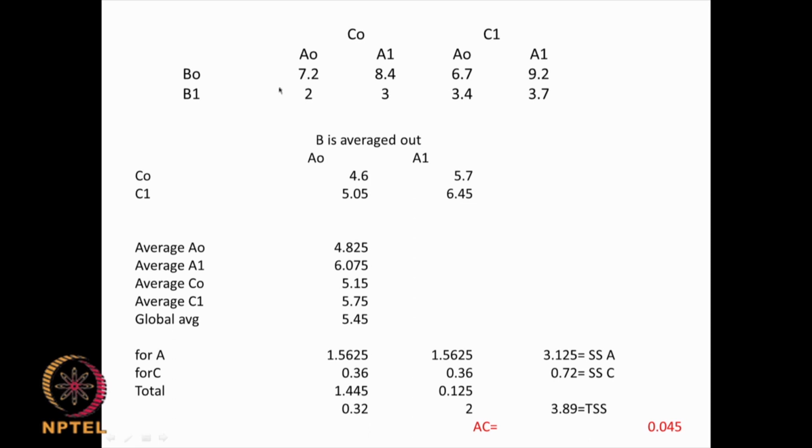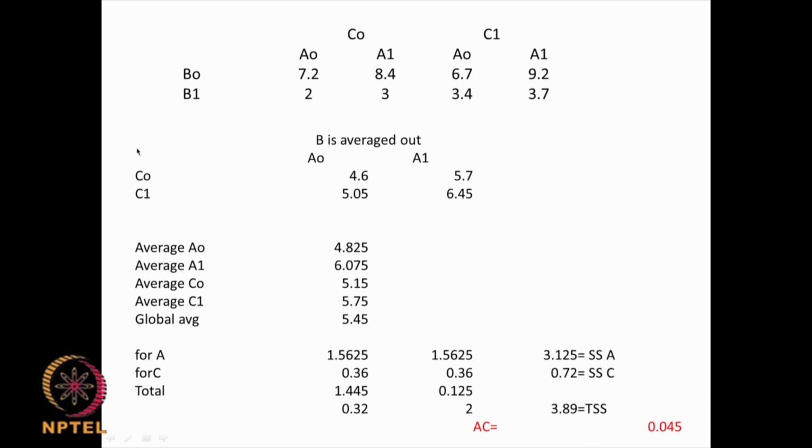Okay. Now, same thing we can do for the other 2 variables. Here we can take B as averaged out. So, what do we do? We will have A0, A1 in one column and C0, C1 in the other one. How do you do B averaging out? That will come out to be 7.2 plus 2 divided by 2, 8.4 plus 3 divided by 2, 6.7 plus 3.4 divided by 2, 9.2 plus 3.7 divided by 2. So, B is now averaged out.